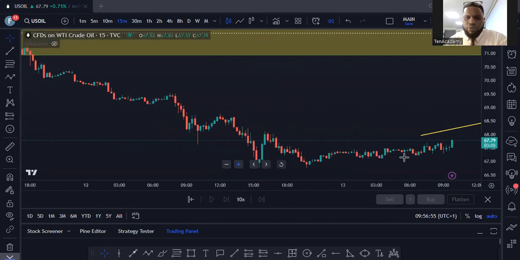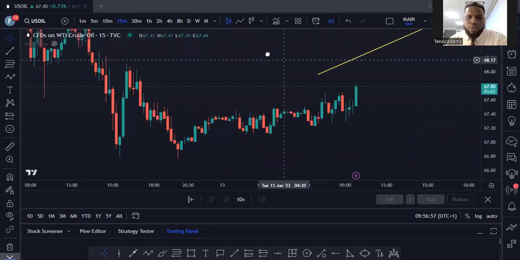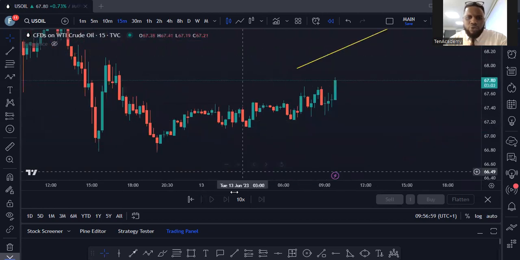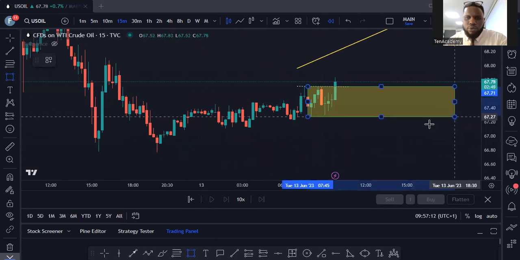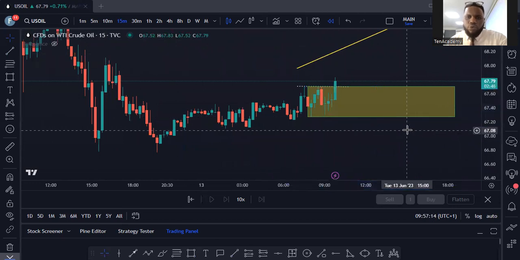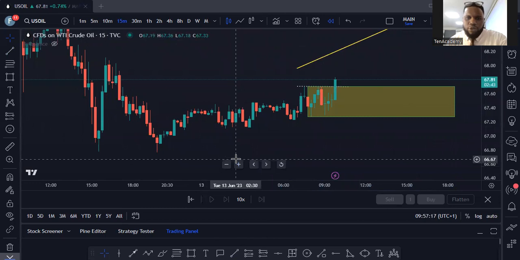Price is bullish on 15 minutes. Like so, as you can see, it's bullish structure. This is price giving you higher high. So this is what I'll do. At the retracement into the zone, you want to be looking for buy opportunities.